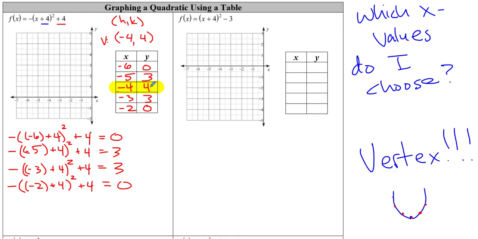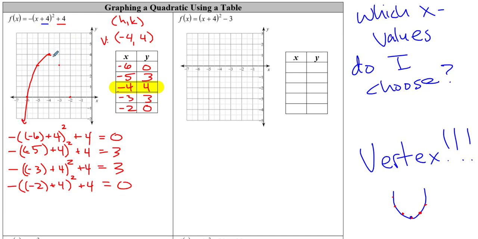All right, so now let's go ahead and graph this. I like to graph my vertex first. So I'm going to find negative 4 comma 4 right up here. And then I just go through and do all the other ones. So negative 6, 0. Negative 5, 3, and then we got negative 3, 3, and negative 2, 0. Oh, that's kind of ugly. Let me fix that. All right, and then I can go ahead and start drawing my parabola.